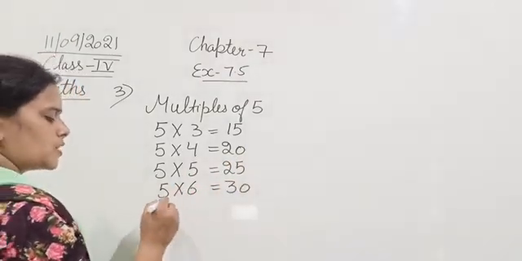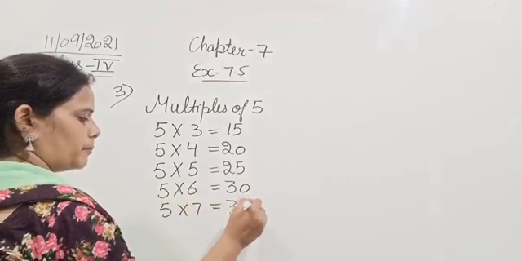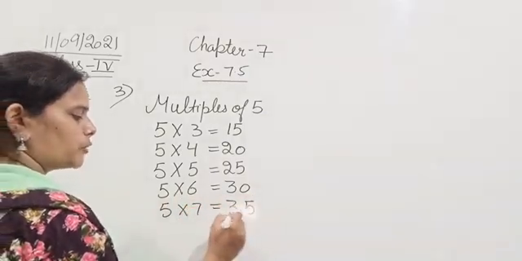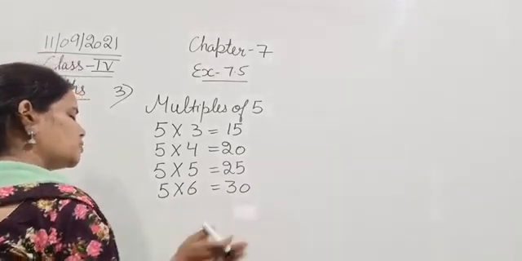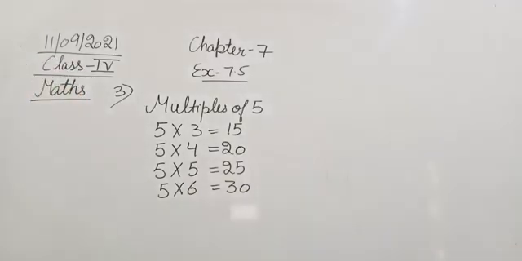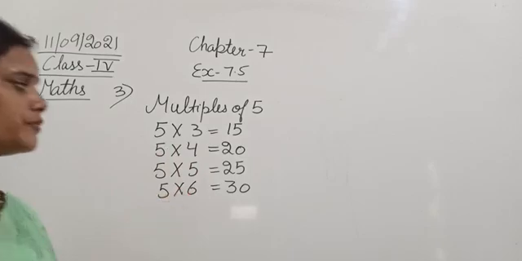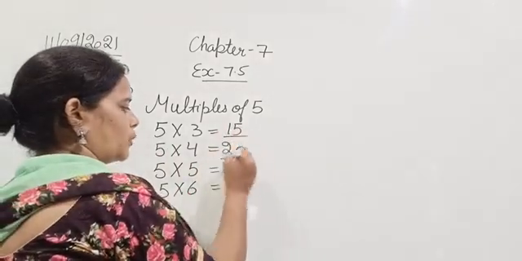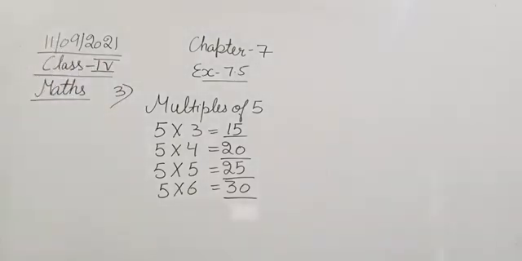So 5 into 7 is equal to 35. But in the question it says less than 34 and this is 35. So we will not include this. So the multiples of 5 between 12 and 34 are 15, 20, 25 and 30. So these are the multiples of 5 between 12 and 34.